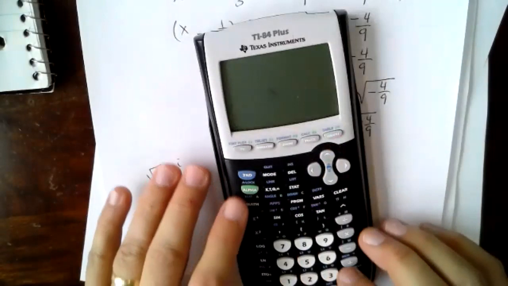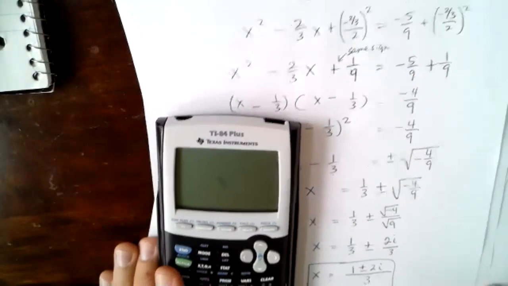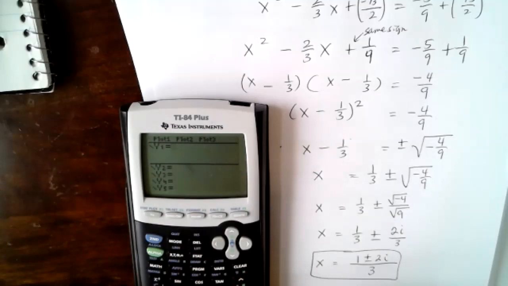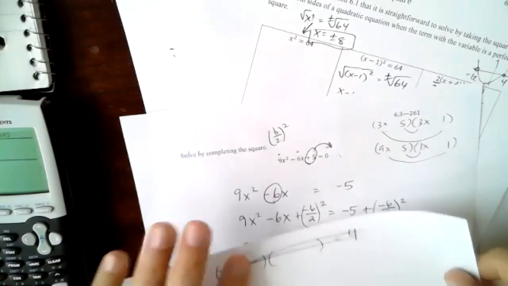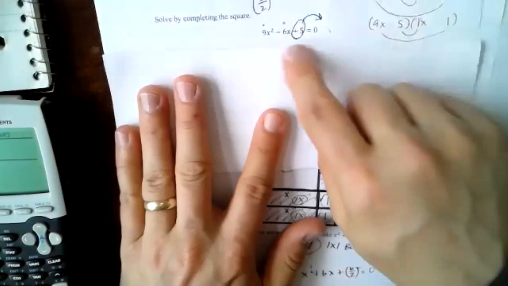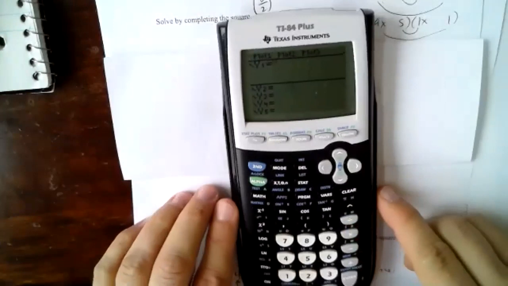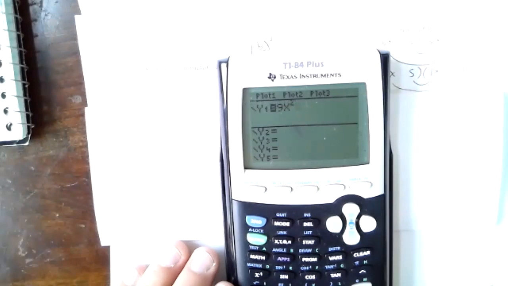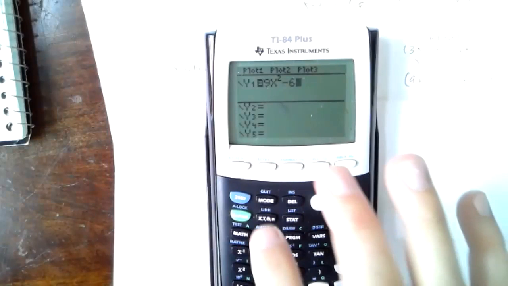All right, so let's go back to the original equation. Second mode clear. Y equals, delete, delete, delete. The original equation was 9x squared minus 6x plus 5 equals 0. So we're going to come over to the calculator and put 9x squared minus 6x, and then plus 5. And we're going to graph that.